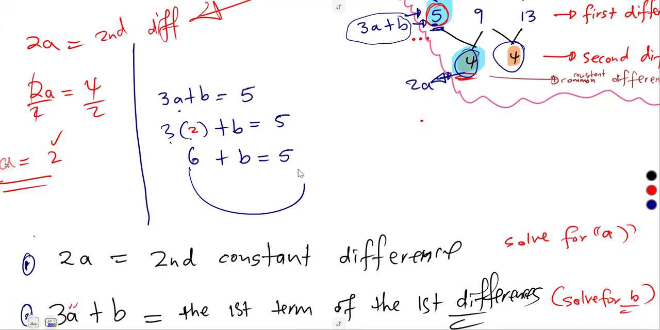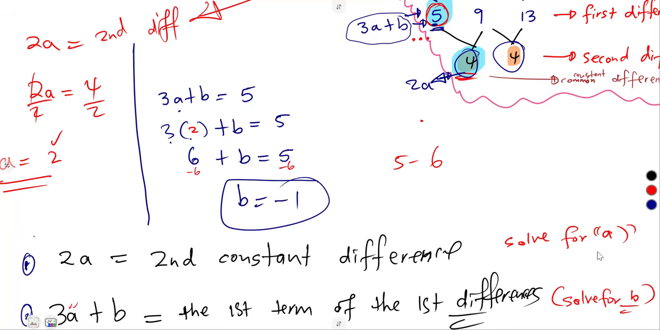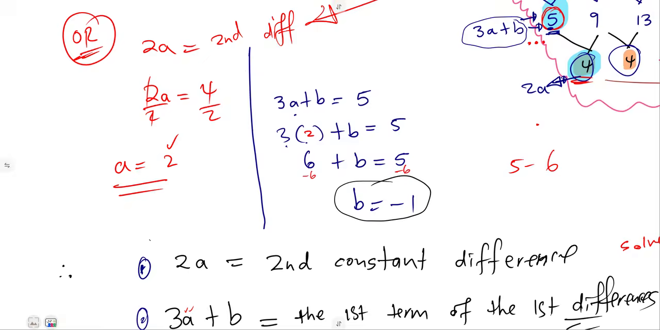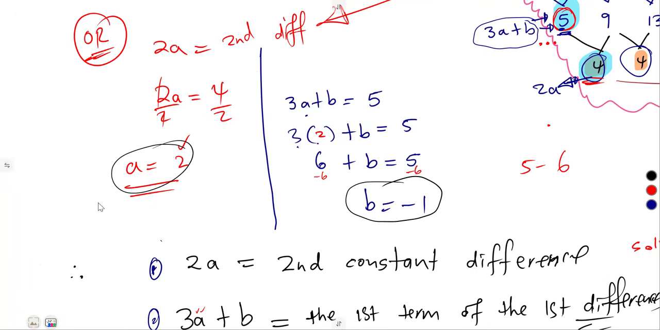So take the 6 to the other side. It's going to be what? A negative there. 5 minus 6, or just subtract 6 on both sides of the equation. So our b is 5 minus 6, which is negative 1. That's our b. So we have our a, which is 2, and we have our b, which is negative 1.